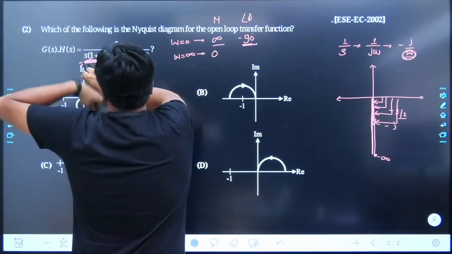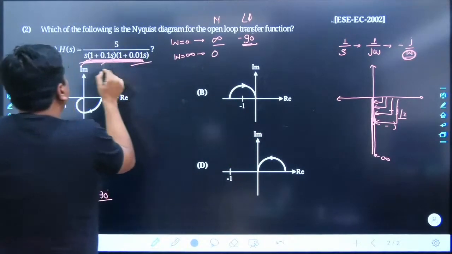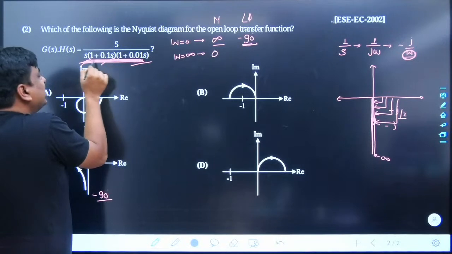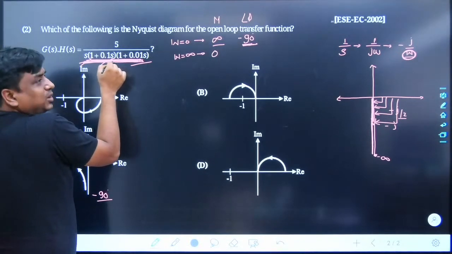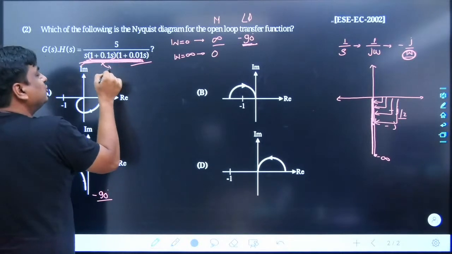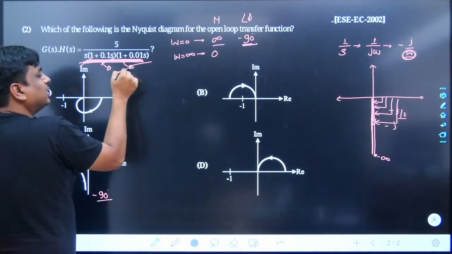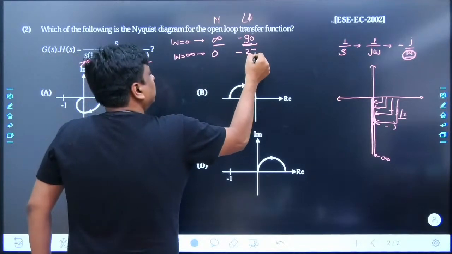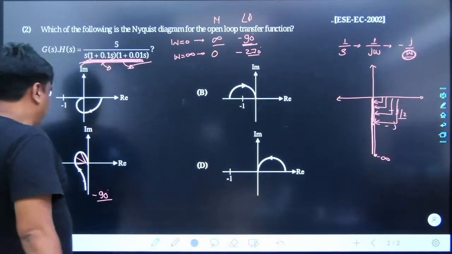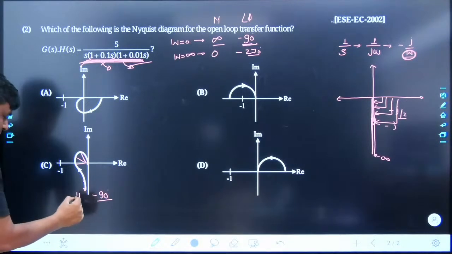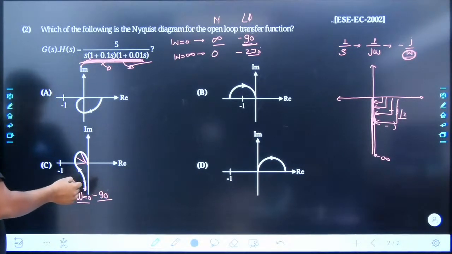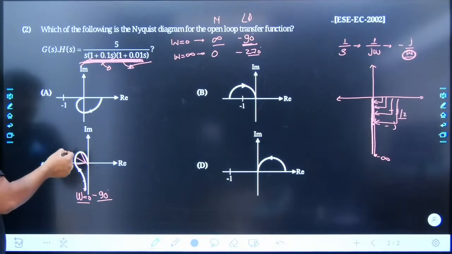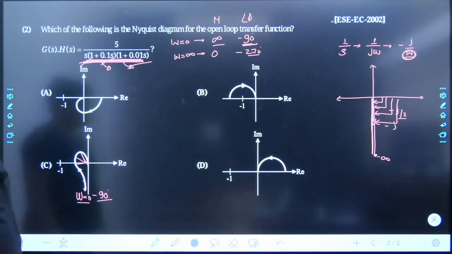It would introduce minus 90, and the angle introduced by this factor is going to be tan inverse of 0.0 times omega, with omega tending to infinity. There, this would introduce another minus 90, and it would land up at minus 270. So put together, at omega equals 0 the magnitude is infinity, angle is minus 90, and as omega was increasing, what had happened? Yes, this has been the answer.